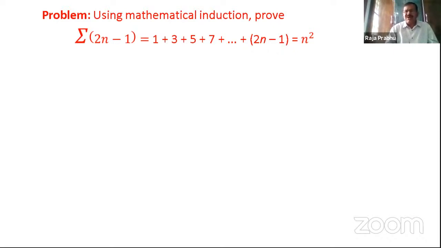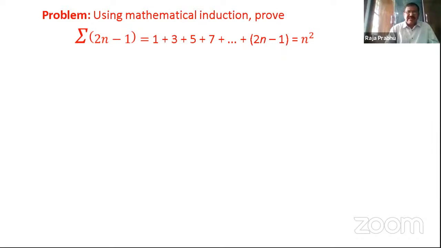plus 7 and so on up to the nth term, that is 2n minus 1, which will be equal to n square. Students, you might have noticed the problem here. All the odd numbers are given starting from 1 up to the nth term, that is 1, 3, 5, 7 and so on, summed.